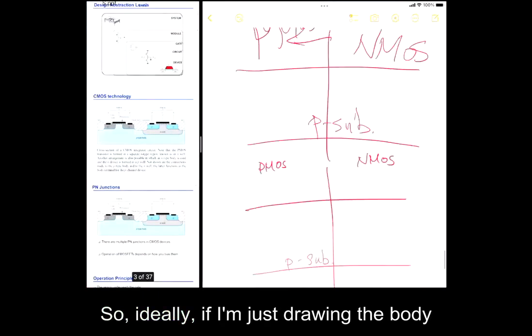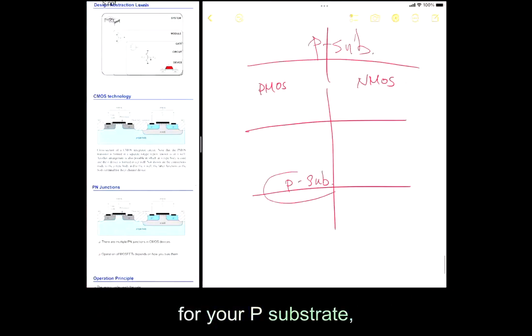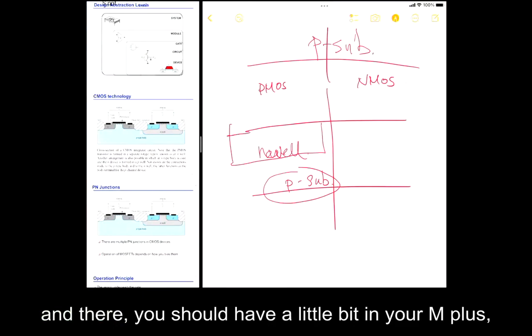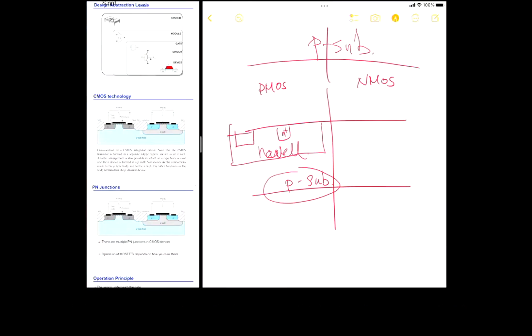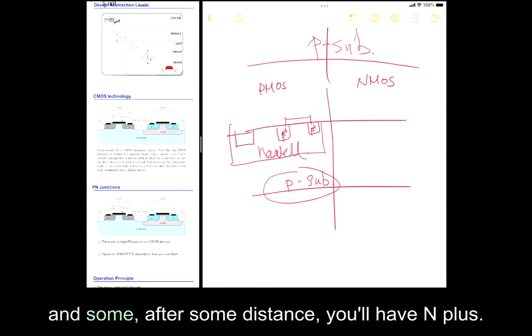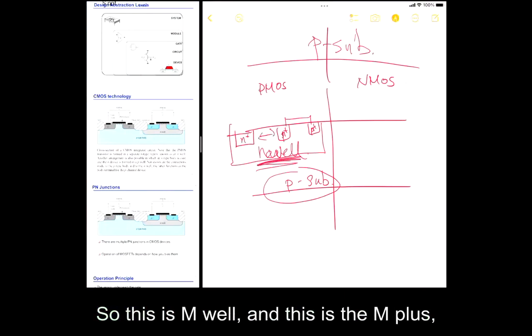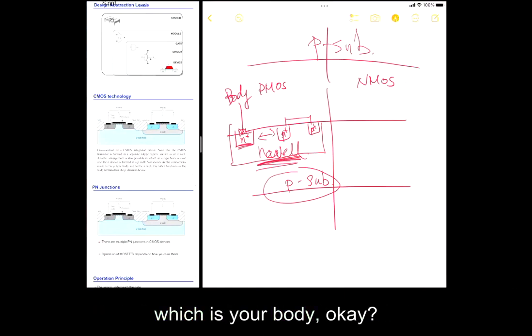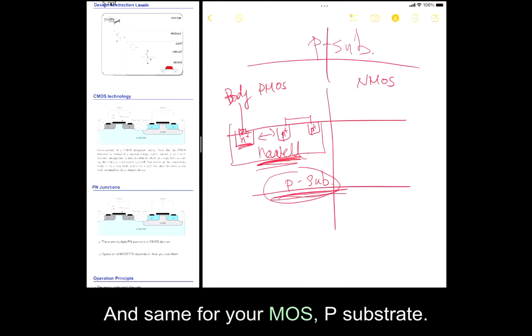Ideally, for your PMOS there will be an N-well, and in it you should have your P plus, P plus, your gate and so on, and after some distance, you'll have an N plus. So this is the N-well, and this is the N plus, and then you connect it to the outside world, which is your body. And the same for your NMOS, on the P substrate.